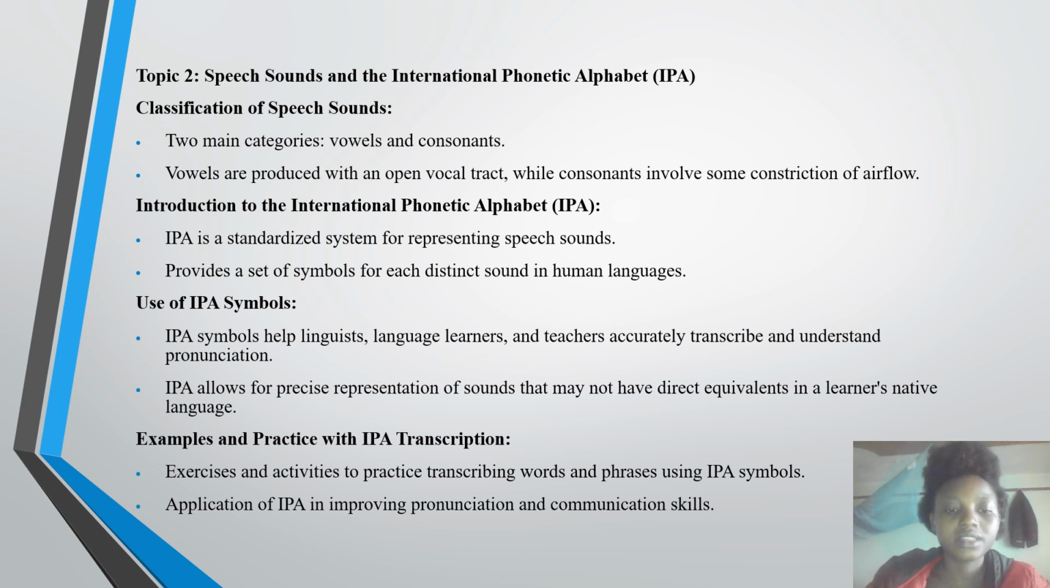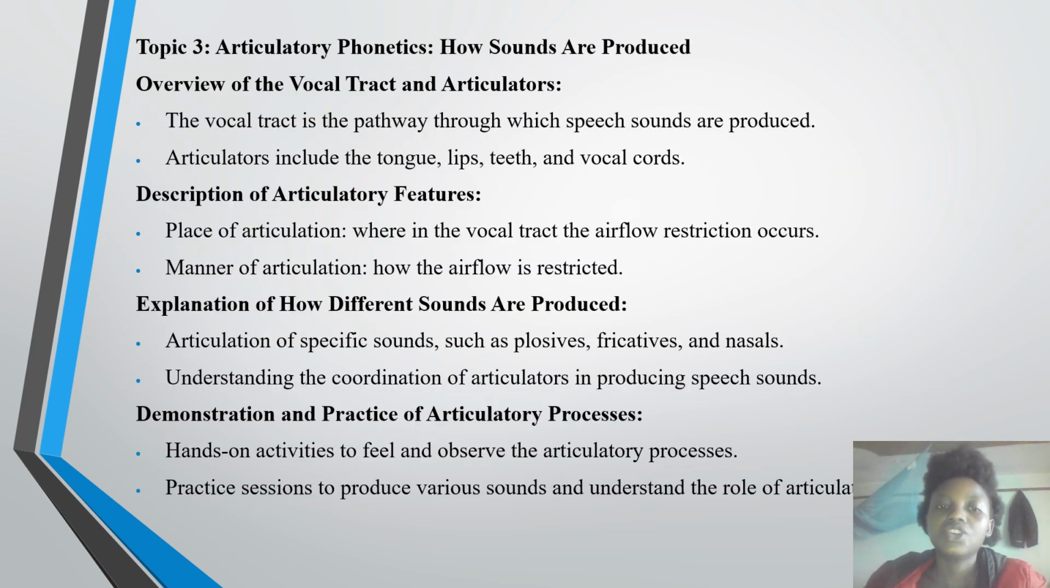Examples and practice with IPA transcription. Exercises and activities to practice transcribing words and phrases using IPA symbols. Application of IPA in improving pronunciation and communication skills. Articulatory phonetics: how sounds are produced. Overview of the vocal tract and articulators. The vocal tract is the pathway through which speech sounds are produced. Articulators include the tongue, the lips, the teeth, and vocal cords.